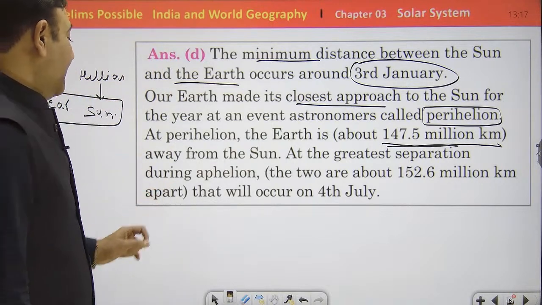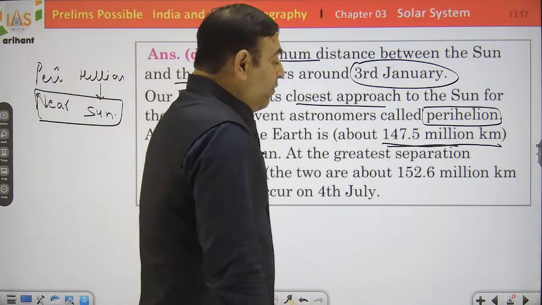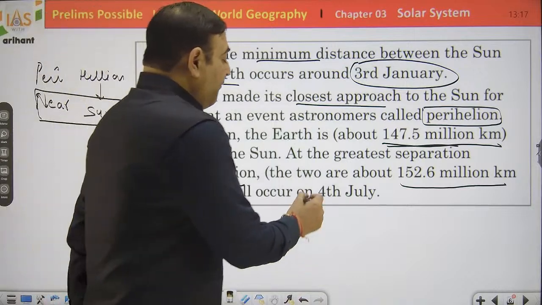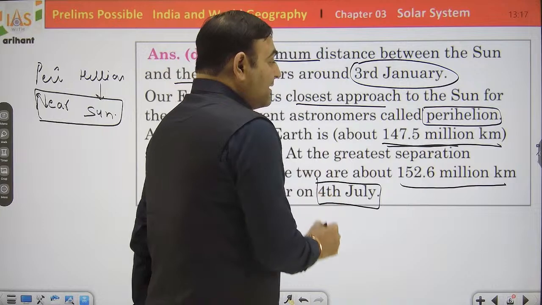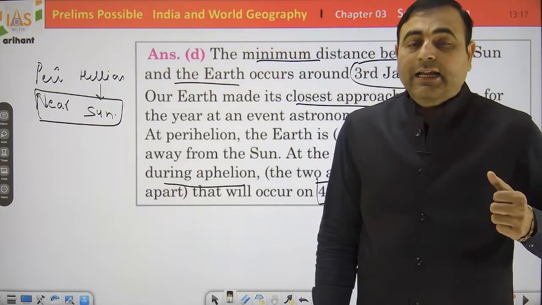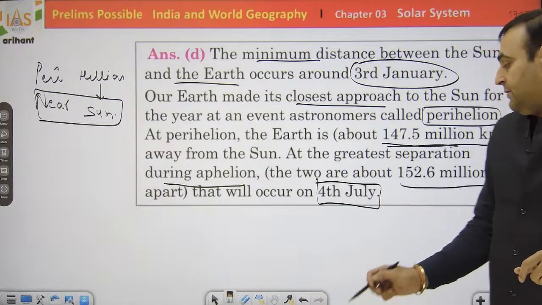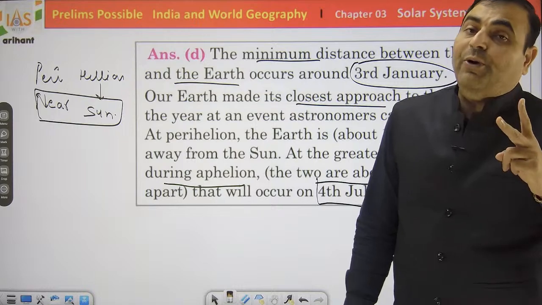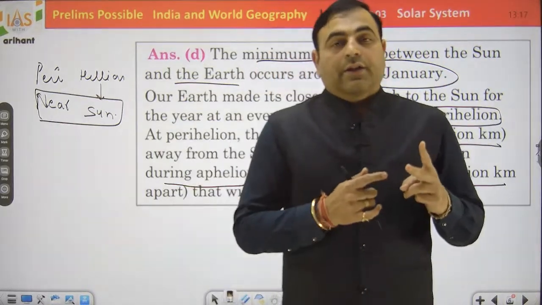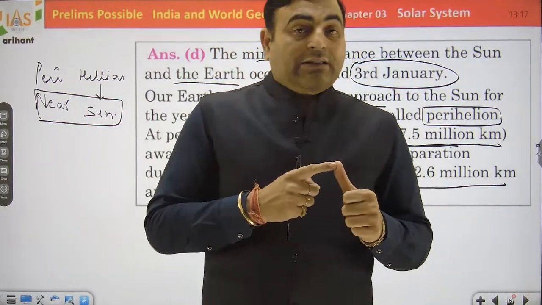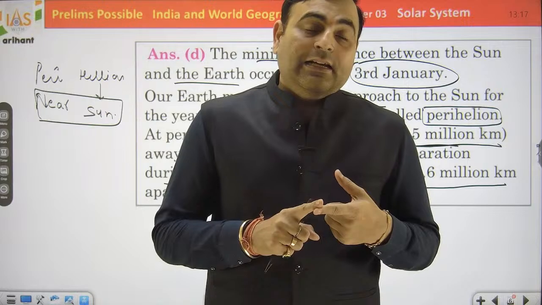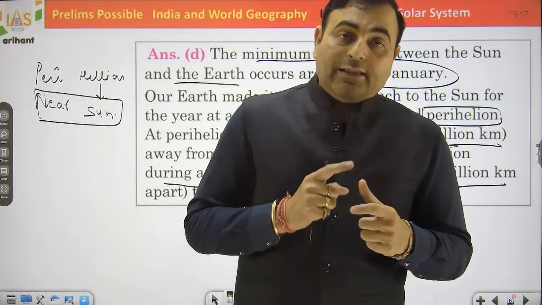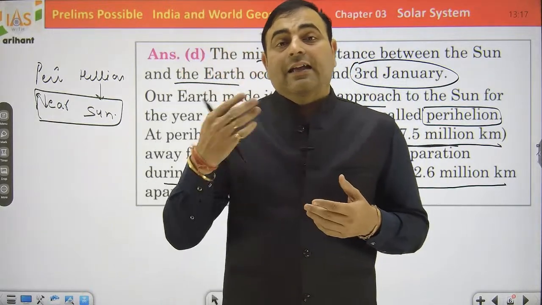The greatest separation during the aphelion is 152.6 million kilometers. That occurs on 4th of July, after 6 months. 3rd January and 4th of July, 6 months. So we have 2 points in it: the condition of perihelion on 3rd of January and the condition of aphelion on 4th of July. 3rd of Jan is perihelion and the 4th of July is aphelion.